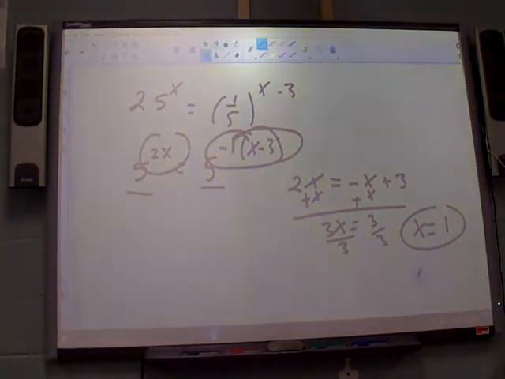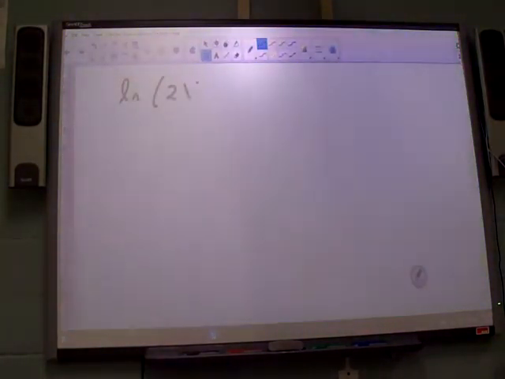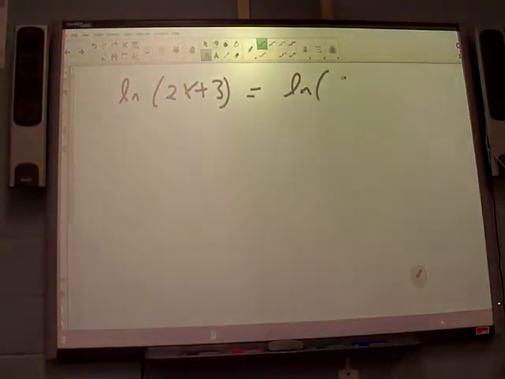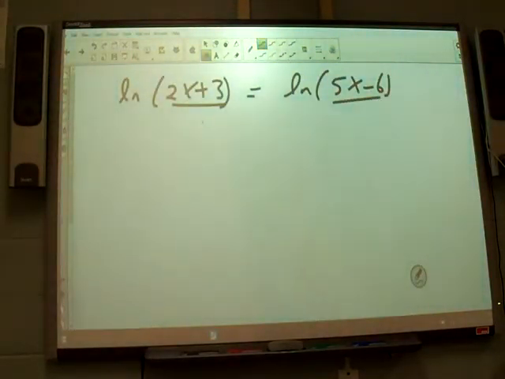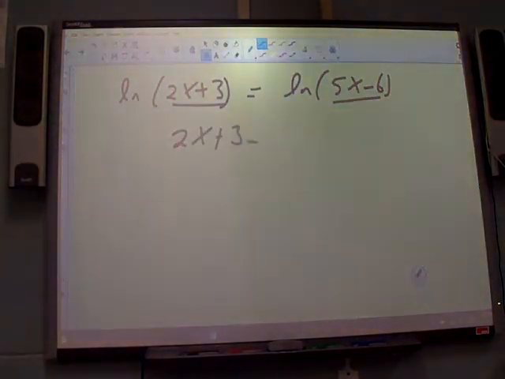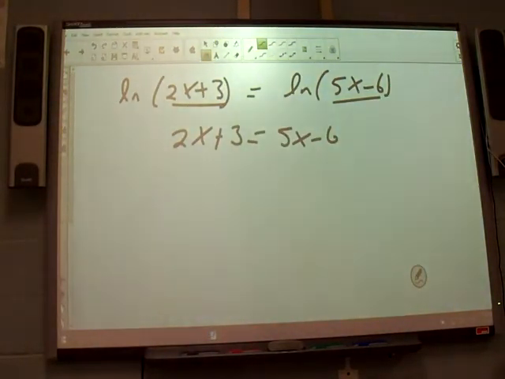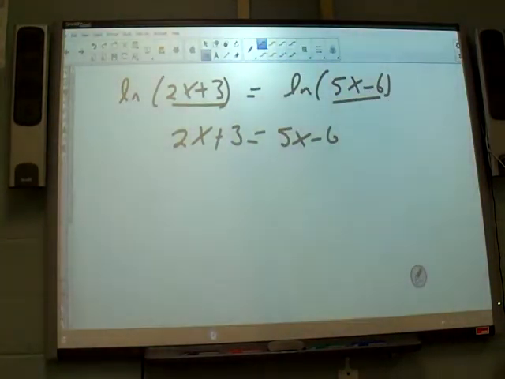All right, on 17, the cool thing about it is you've got the natural log on both sides. So if natural log equals natural log, just set the parentheses together. Then that means 2x plus 3 has to equal 5x minus 6. You can start with any of those 4 places you want to. So, let's move the 2x over.